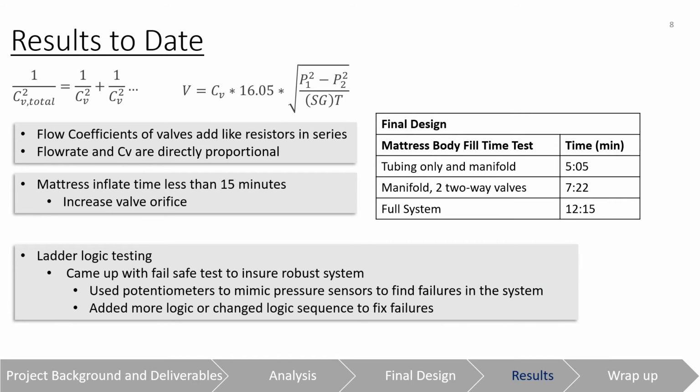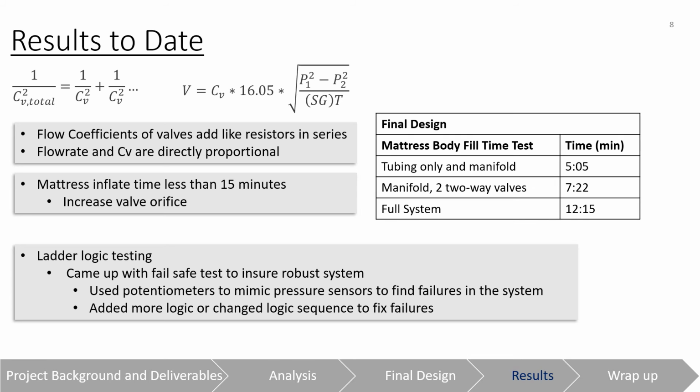We have concluded that the CV values act like resistors and flow rate is directly proportional to the CV values. Therefore, valves with larger CV values are ideal for this system in order to meet the rapid inflate requirement. Most of our testing to date was fill time tests and development of a robust ladder logic program. As you can see on the right in the table, we tested the fill time with various components to see their individual impact on the fill time. The overall fill time was 12 minutes and 15 seconds, which meets our goal of 15 minutes.